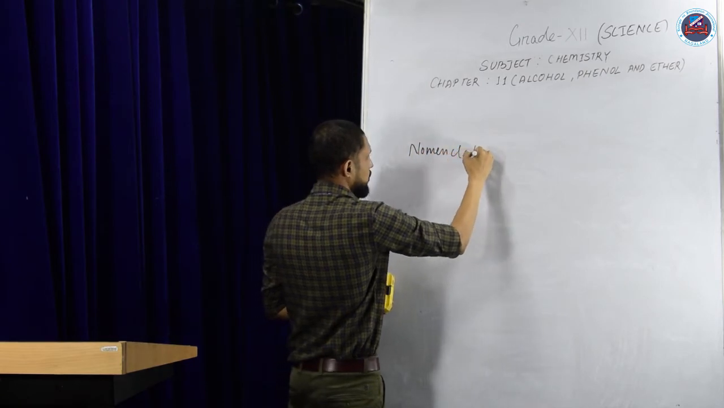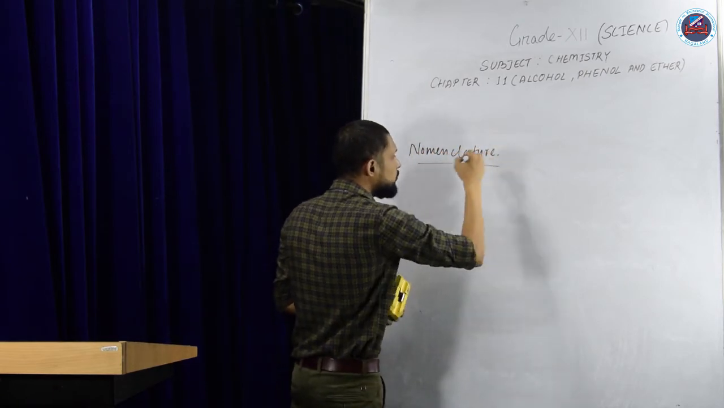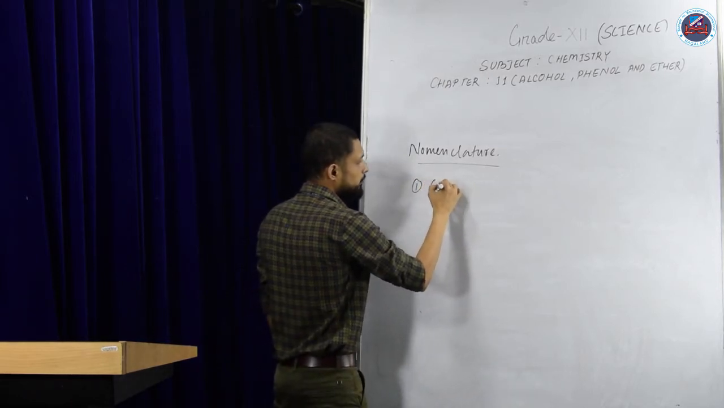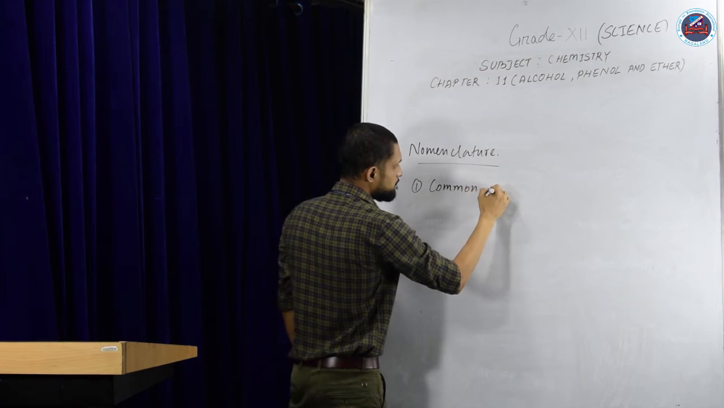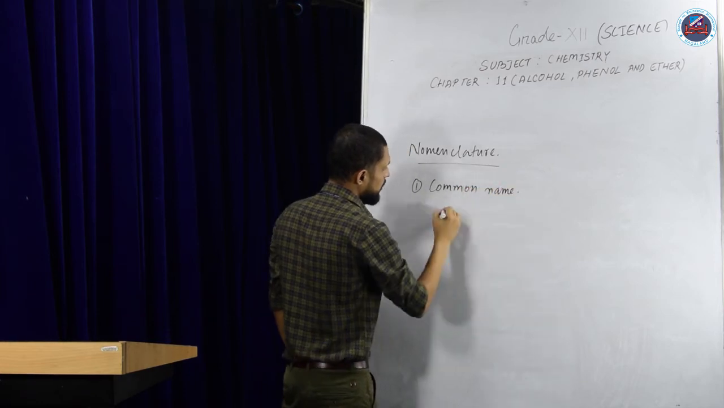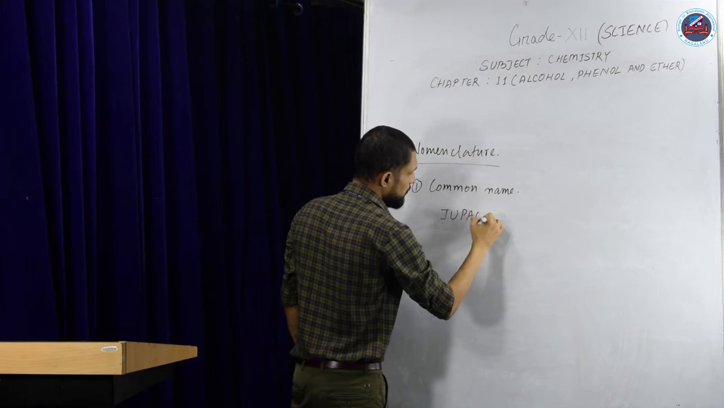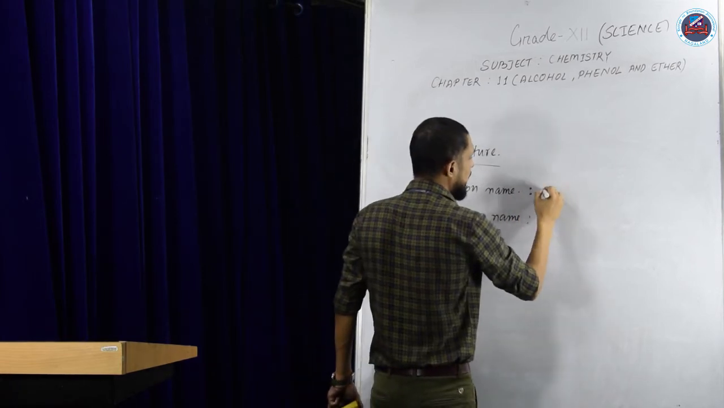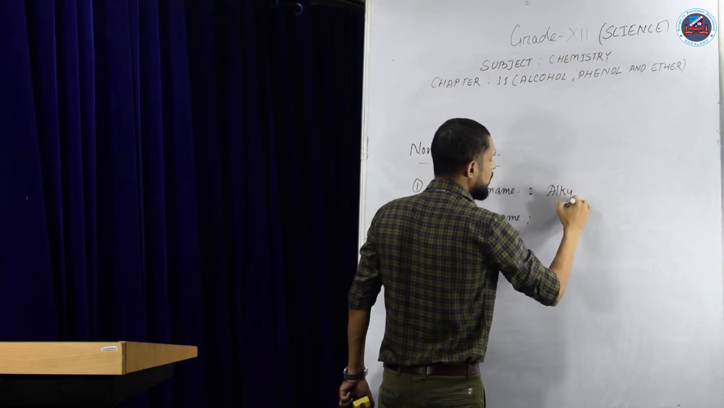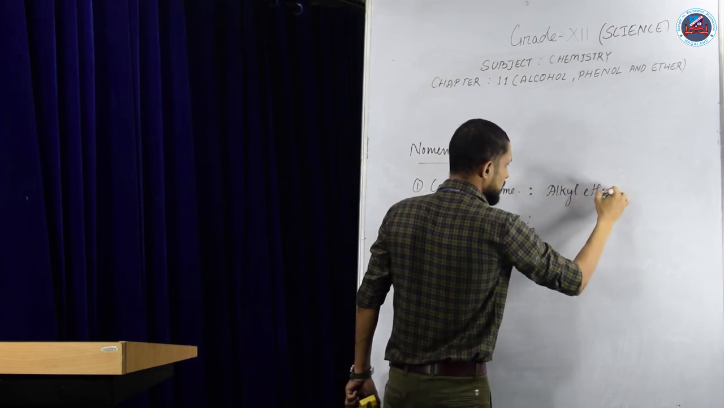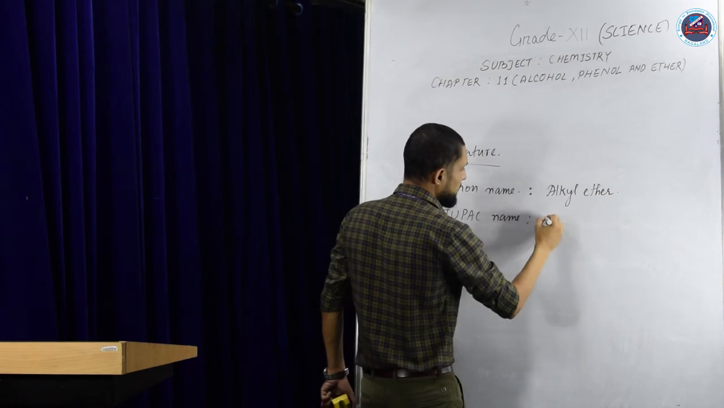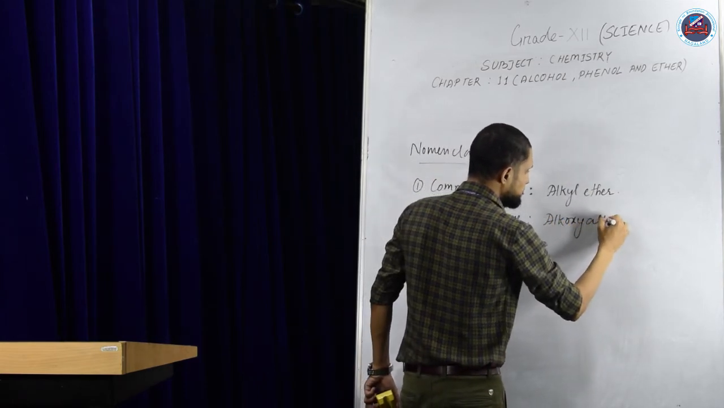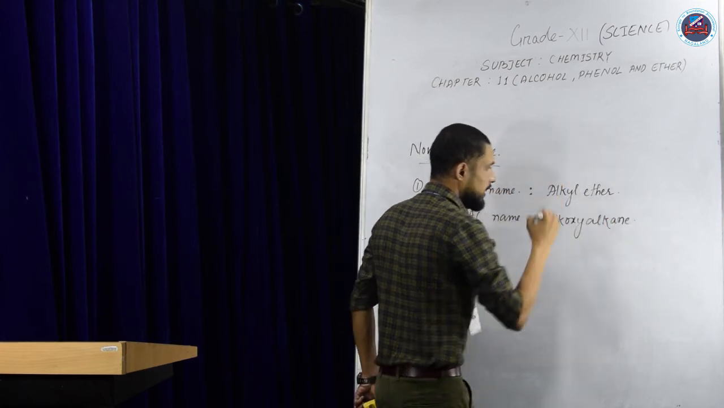Nomenclature. Let us see how to write the names of ethers. So there are two types of name. There is common name and IUPAC name. Common name is written as alkyl alkyl ether, whereas IUPAC name is written as alkoxy alkane.